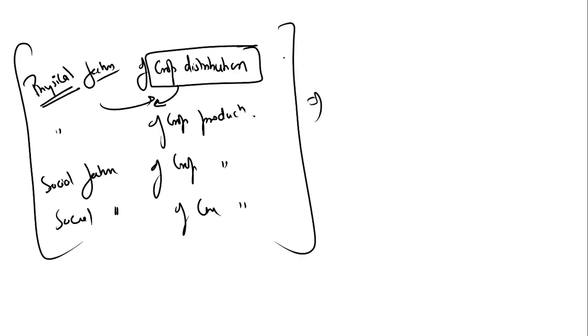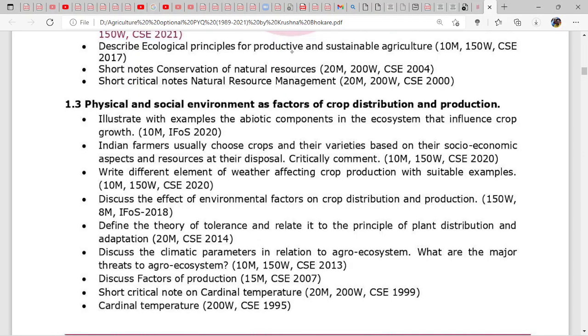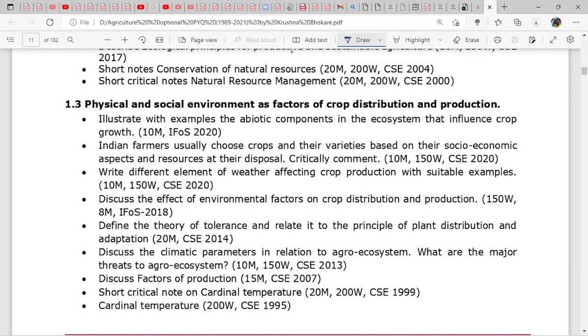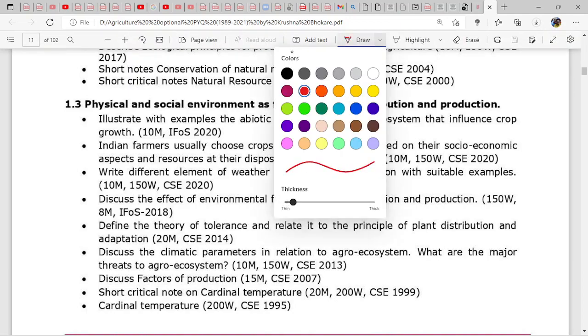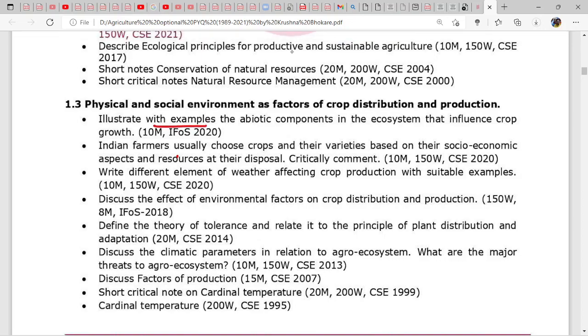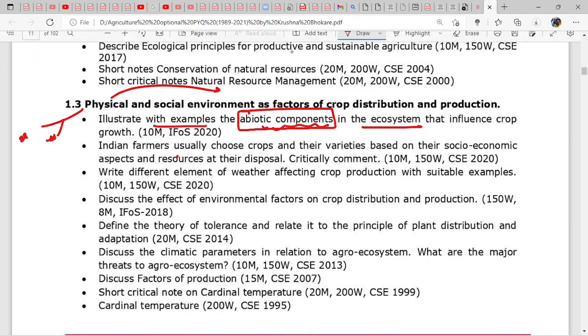First of all, let's see what PYQs have been asked in this particular topic. They have asked: illustrate with examples the abiotic components in the ecosystem. That means it is a physical factor. We studied biotic and abiotic, and an abiotic component influences crop growth, we can say crop production.